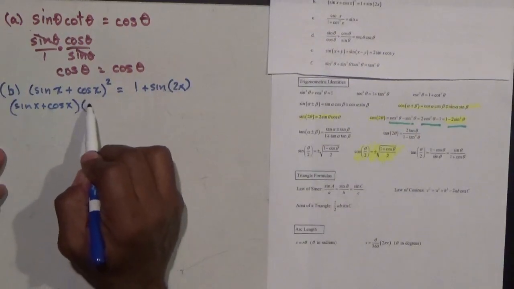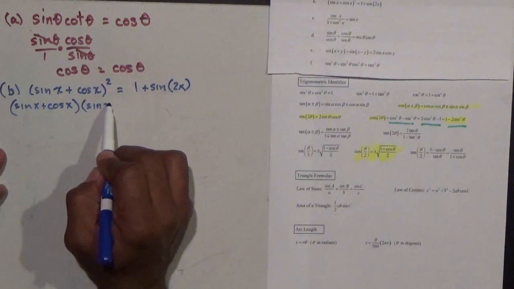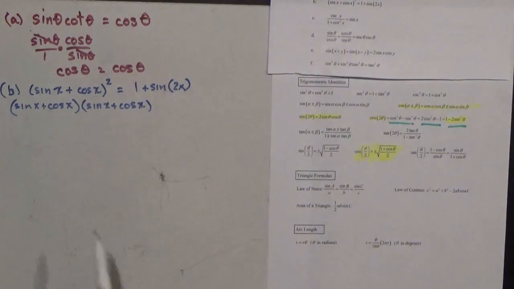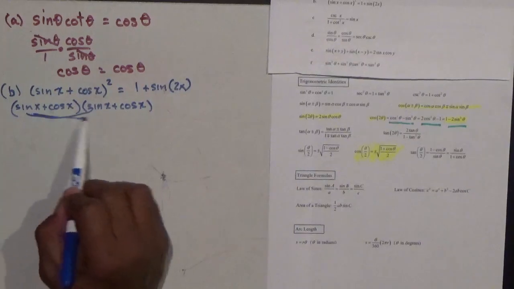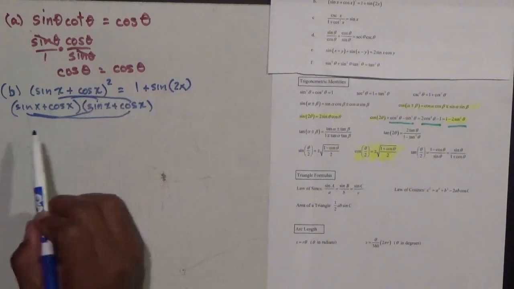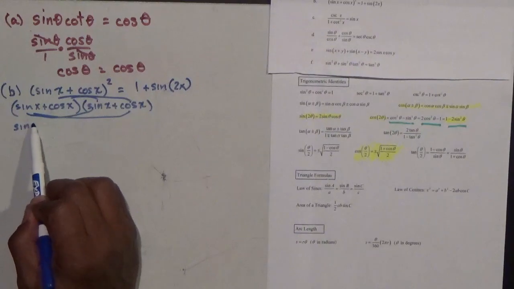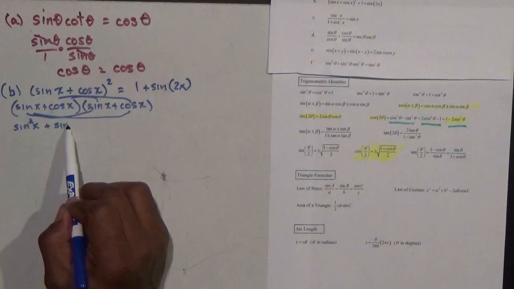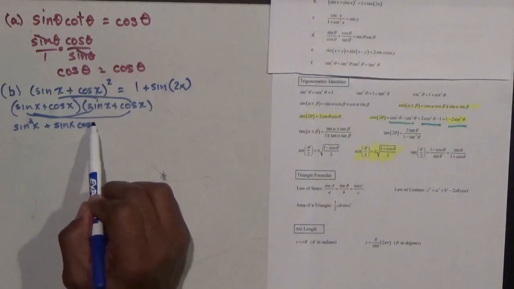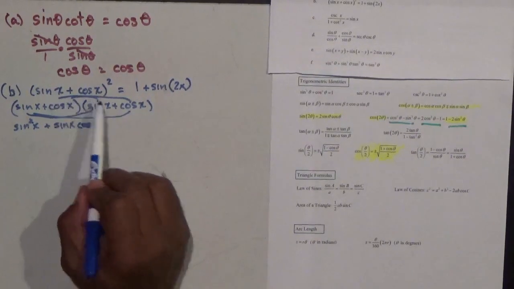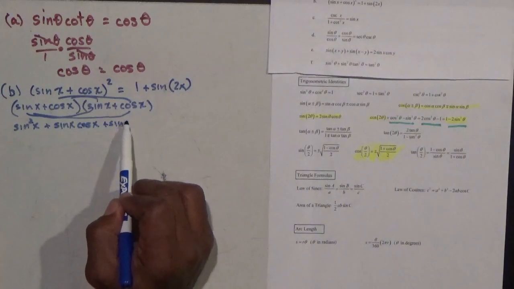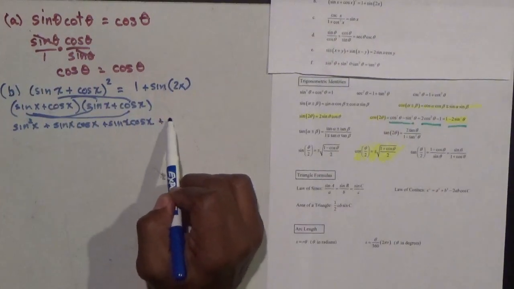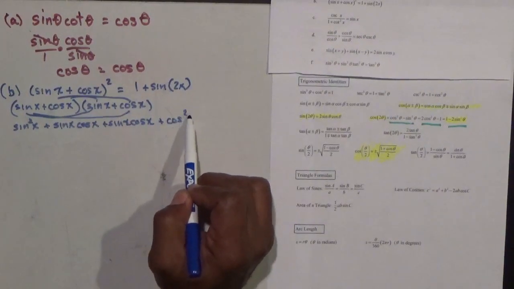It's squared, so we are going to do that first. Now, from here, I am FOILing. First, outer, inner, last. That's going to give me sine x squared first. Outer is going to give me sine x cosine x. Inner is going to give me a sine x cosine x. And last is going to give me a cosine x squared.